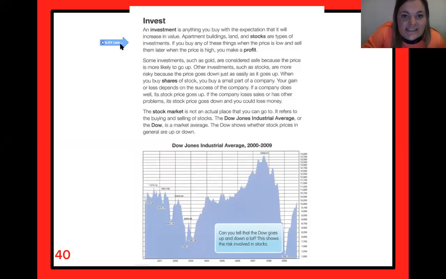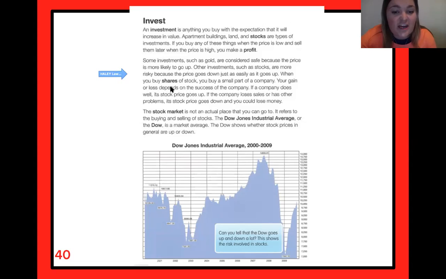An investment is anything you buy with the expectation that it will increase in value. Apartment buildings, land, and stocks are types of investments. If you buy any of these things when the price is low and sell them later when the price is high, you make a profit. Some investments, such as gold, are considered safe because the price is more likely to go up. Other investments, such as stocks, are more risky because the price goes down just as easily as it goes up.